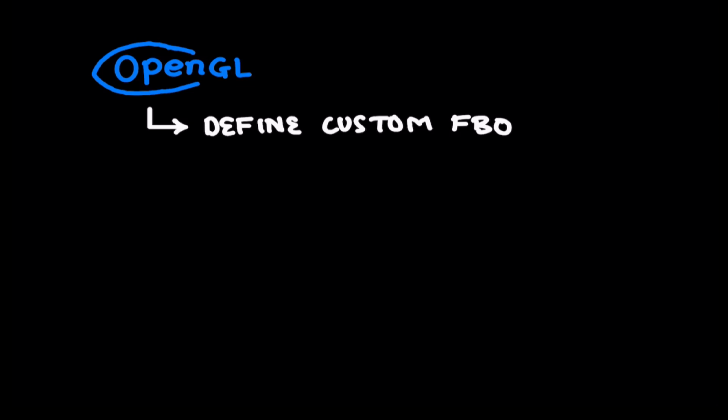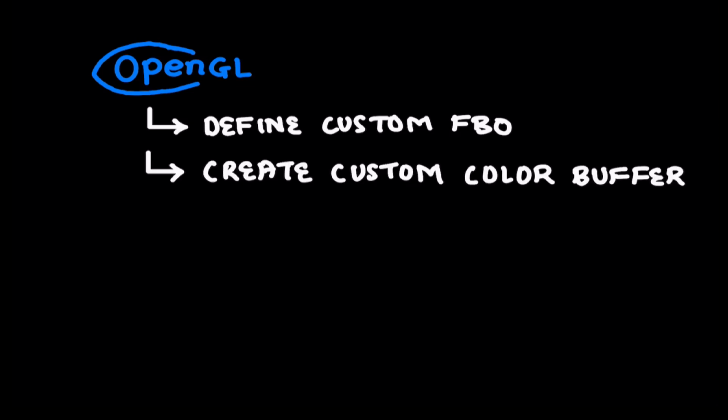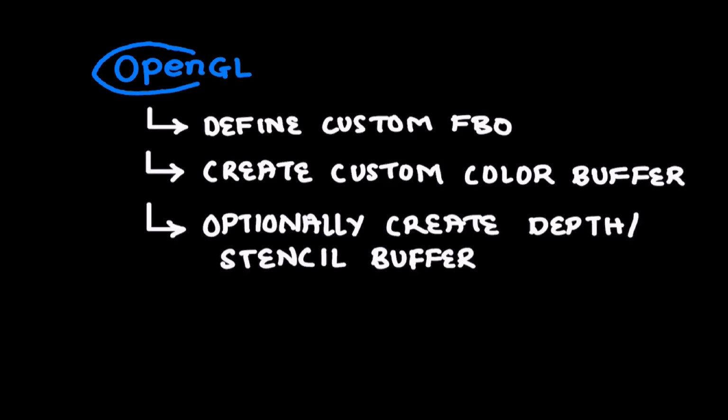Let's talk about what OpenGL allows us to do. It allows us to define a custom FBO. It allows us to create a custom color buffer for our FBO, and we can add that as an attachment to our FBO. And we can also create depth and stencil buffers, which are optional.